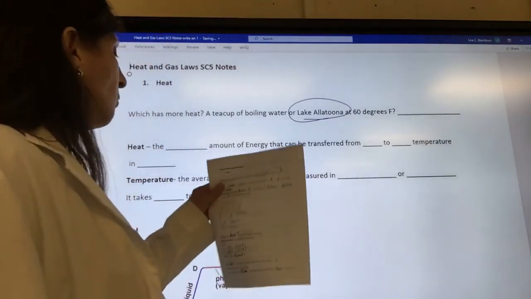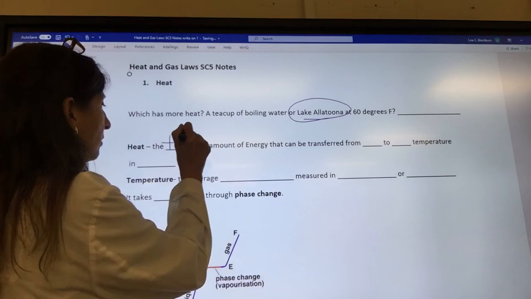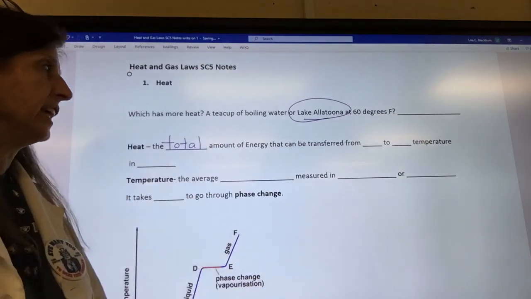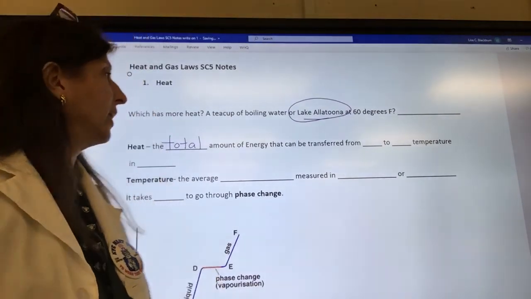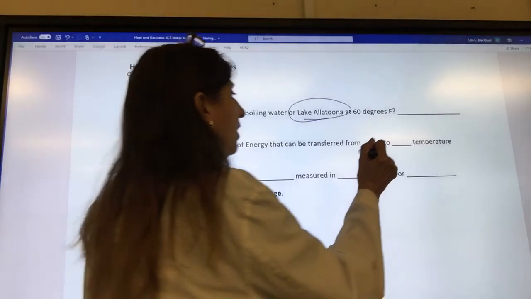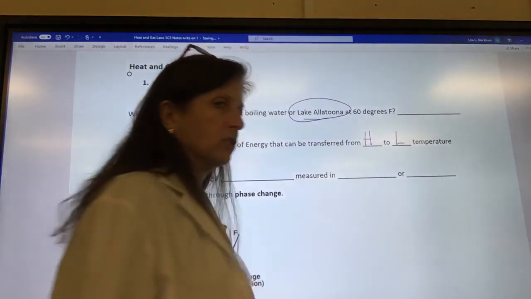All right, so what is heat? It is the total amount of energy that can be transferred, the total amount of energy in something. And it can be transferred from high temperature to low temperature.